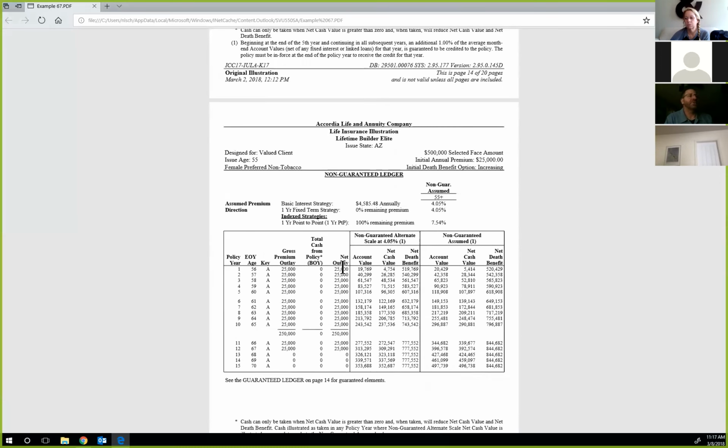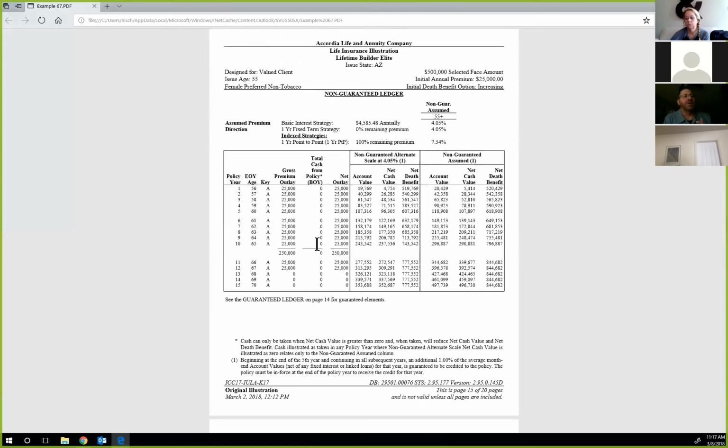Let me go back up here. Here it is, policy year one. Let's pretend, and I'm going to use you in this example, Don. Let's pretend that year 10, you're 65 years old. You have just about $300,000 in cash value in your policy. And a financial opportunity comes up. I don't know what it is. Let's just make up something. Okay, and you need to take some money out.